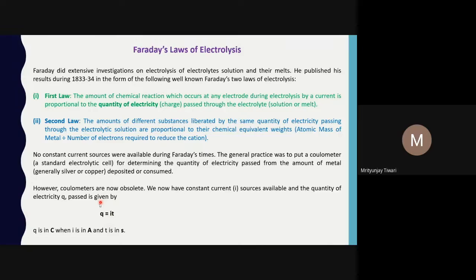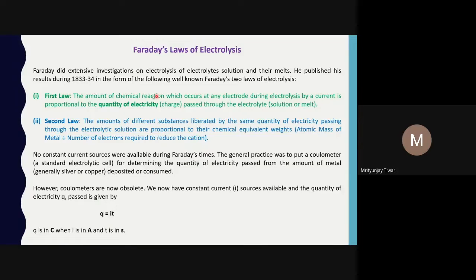Then you can use Q is equal to IT. If the current is not constant, this formula you cannot use; you may have to integrate it. The thing is, at the time of Faraday, there was no constant current source available, so the general practice was to put a coulometer, which is a standard electrolytic cell, for determining the quantity of electricity passed from the amount of metal, which generally was silver and copper, deposited or consumed.